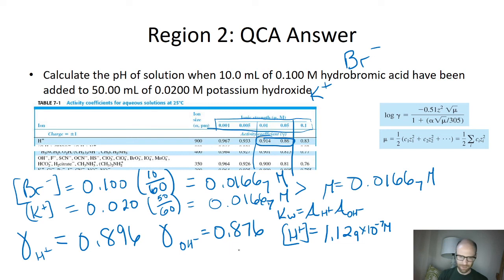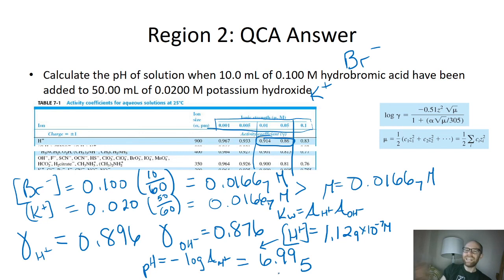Now don't forget for the pH that you're also going to be taking the negative log of the activity. So that's going to be 1.129 times 10 to the minus 7th times 0.896. And when you do that, you get 6.995. So it's not a big difference, but it is nice to know that we have at least added something to what you learned in AP Chemistry. I appreciate being able to do that.